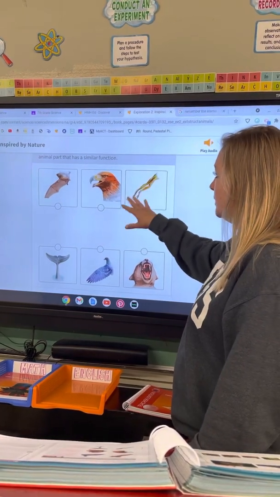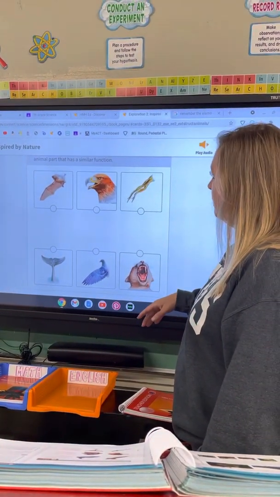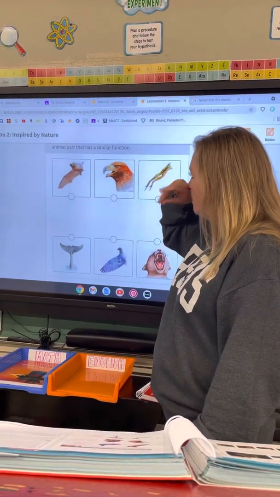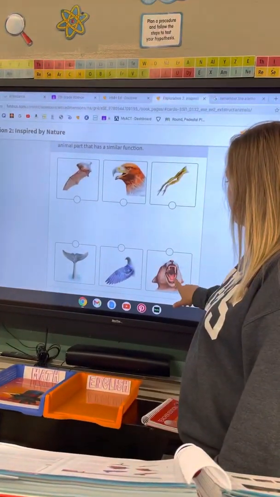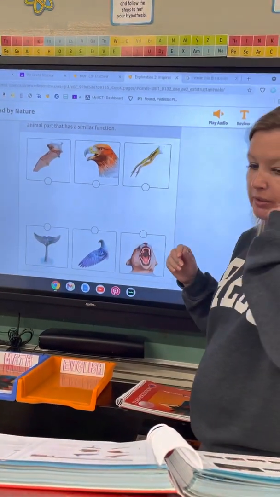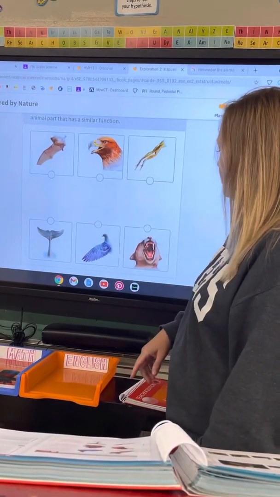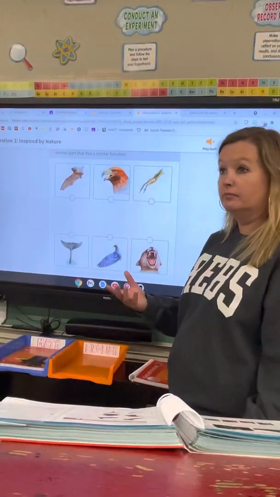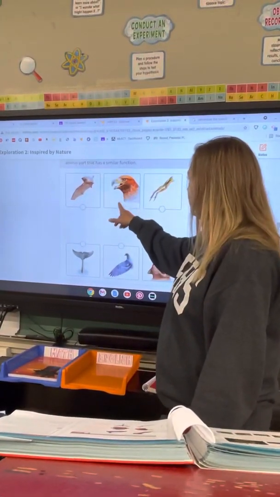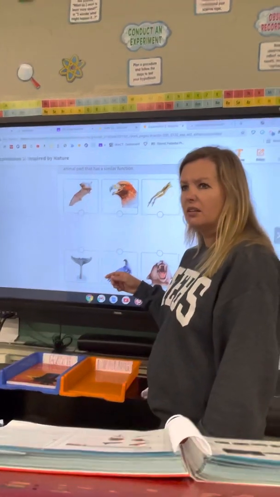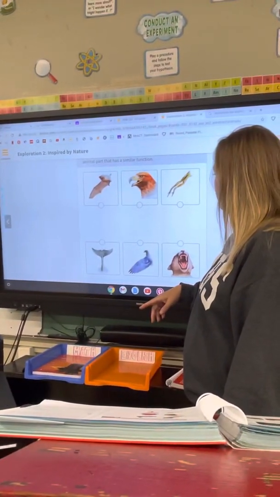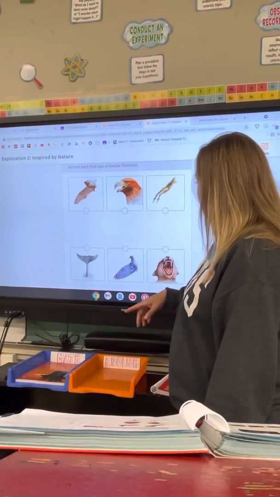I really don't like looking at these frog legs, but whatever. All right, this is a bat's wings, the beak of a hawk, frog legs. So which one of these mimics another one? Okay, so the hawk beak, which one do you think it goes with? Pigeon? Or whatever that other bird is. The jaguar.